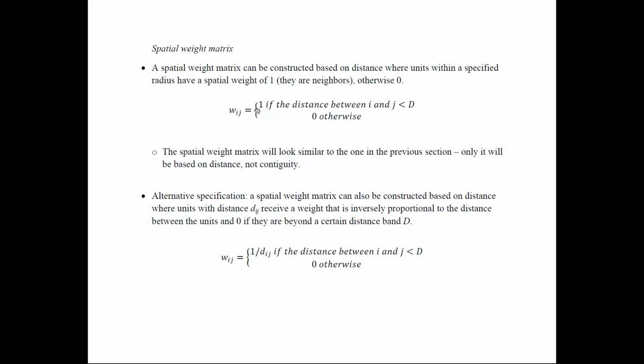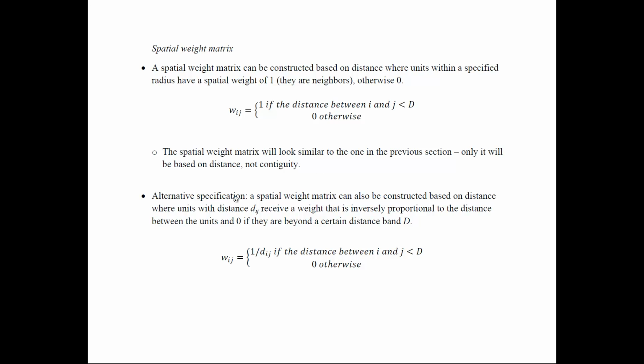So wij would be equal to 1 if the distance between i and j is less than d, the distance band, and 0 otherwise. So say in my example, anything below 200 miles would have a value of 1 if these counties are closer than 200 miles from each other, and otherwise would be 0. And the spatial weight matrix would look similar to the one in the previous section, but it will be based on distance and not contiguity.